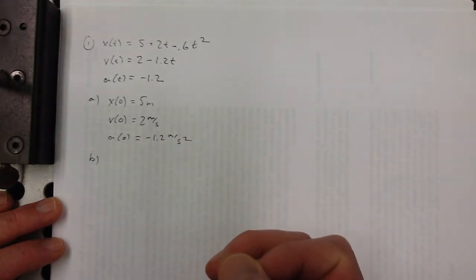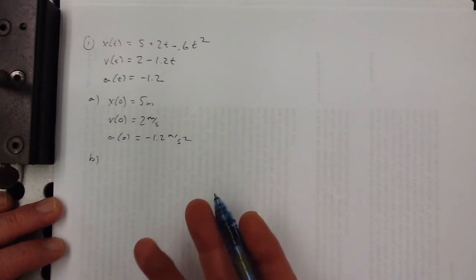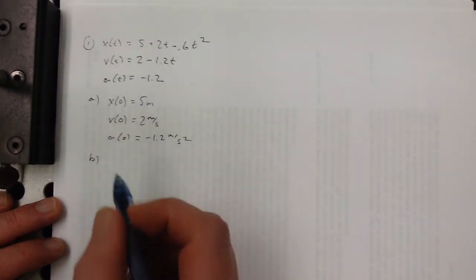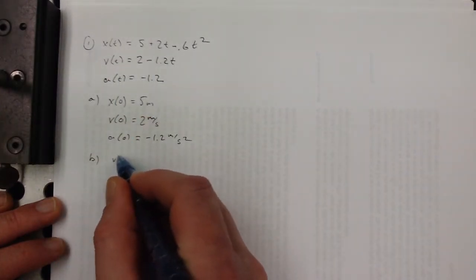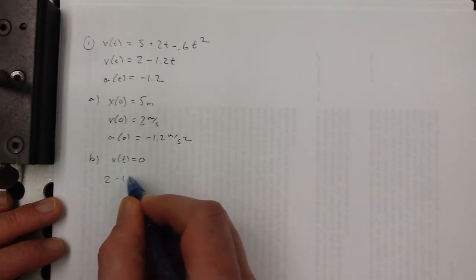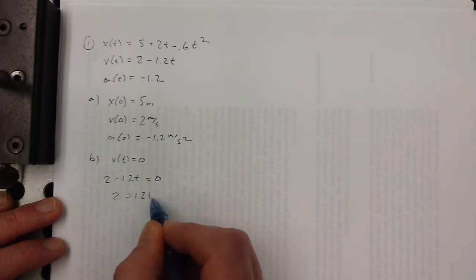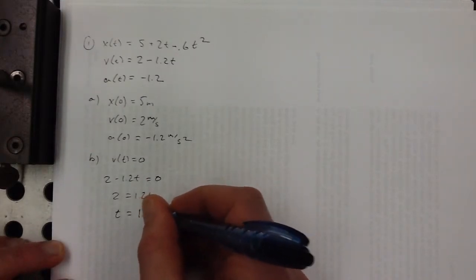Part B, at what time will the object come to rest? I think it'd be better to say it'll be momentarily at rest. Saying it comes to rest makes it sound like it's going to stay at rest. They're just looking for the velocity being 0. So I'm going to set my velocity equal to 0. That's 2 minus 1.2t equals 0. That's going to happen at time 2 divided by 1.2, 1.67 seconds. That is when it will be at rest.